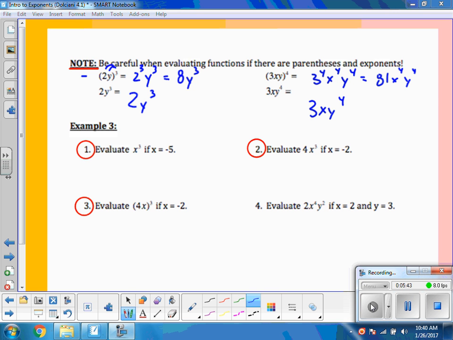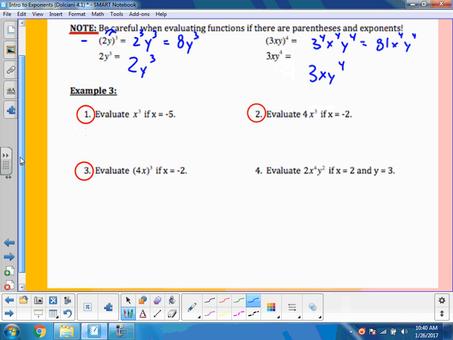All right, the top one, because of the parentheses, it was 3 to the fourth, x to the fourth, and y to the fourth. And 3 to the fourth is 81. And the bottom one, the 4, is only attached to the y, so that's already simplified. All right, we're going to do some evaluating, which means like substitution.